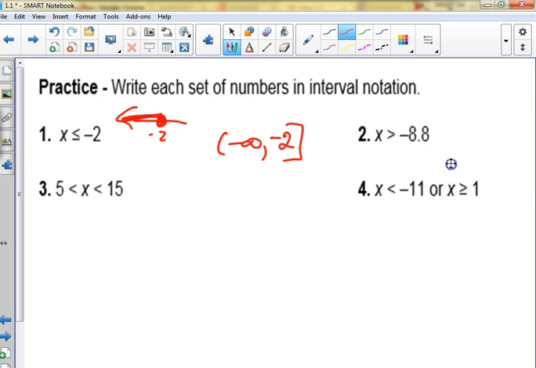What about number 2? Normal parenthesis. What's with the 8s and the infinities? Yeah, because my 8s look like infinities and my infinities look like 8s then. Everybody okay?